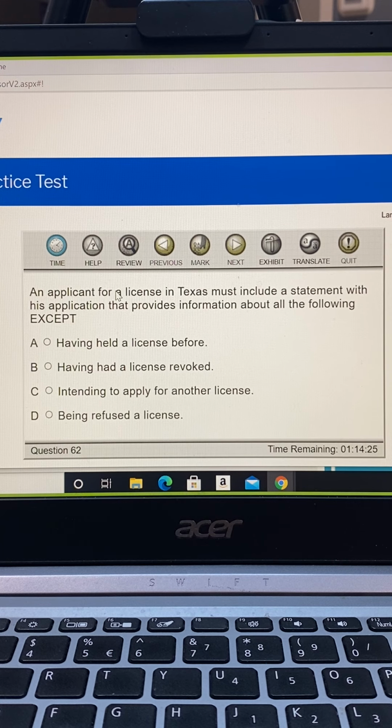An applicant for a license in Texas must provide a statement with his application that provides information about all the following except. They don't need to know if you intend to apply for another license. Yeah, that's what I would say. C.